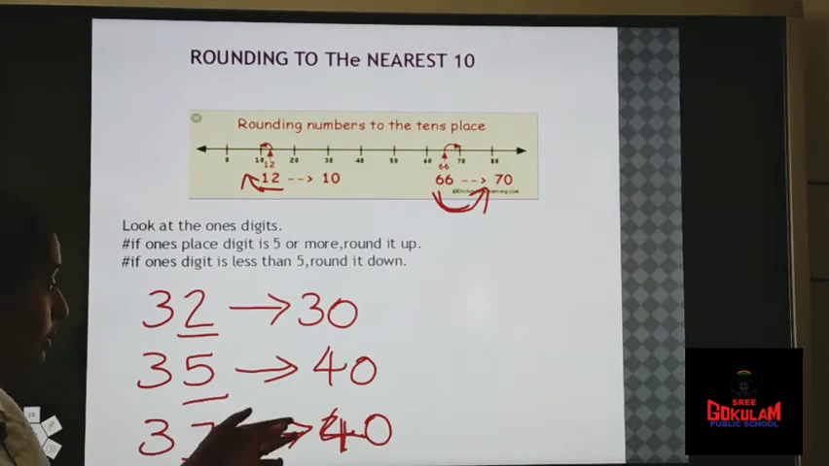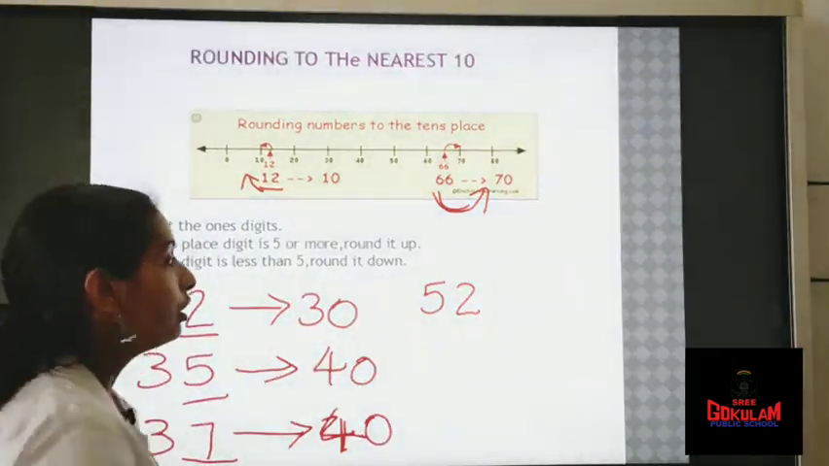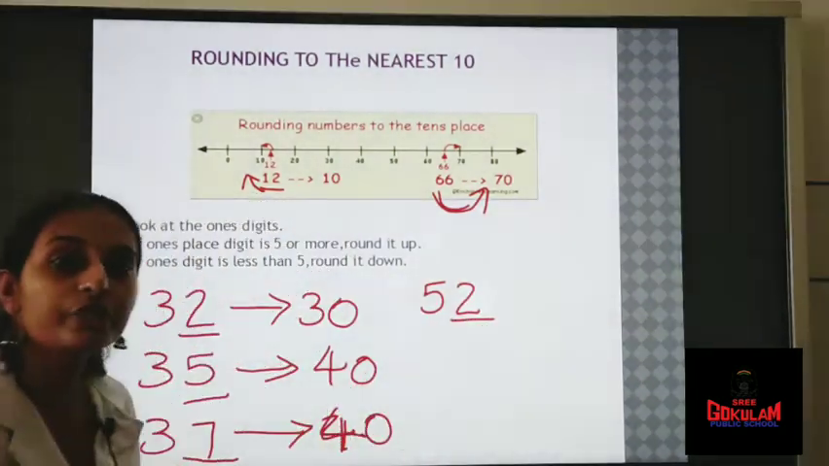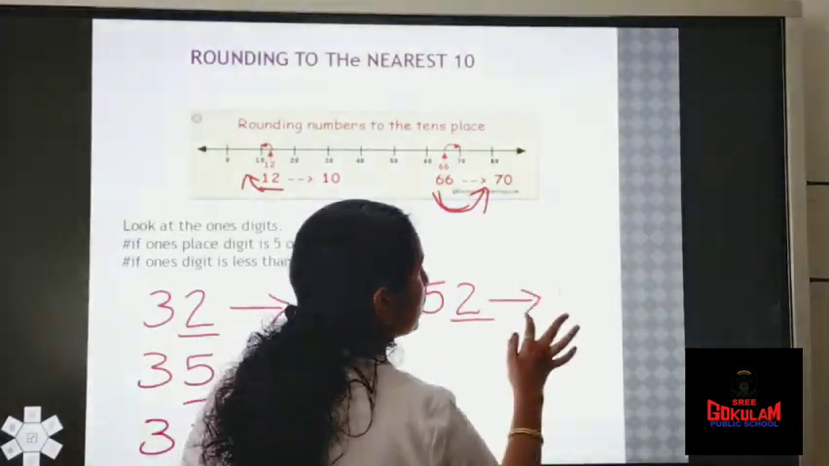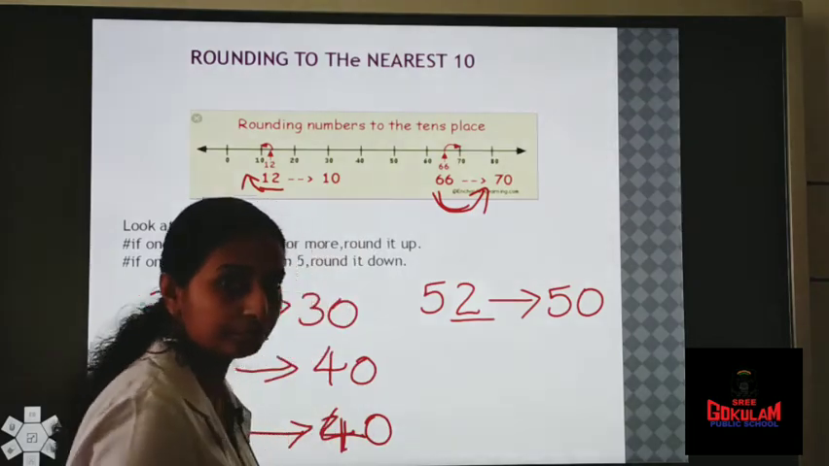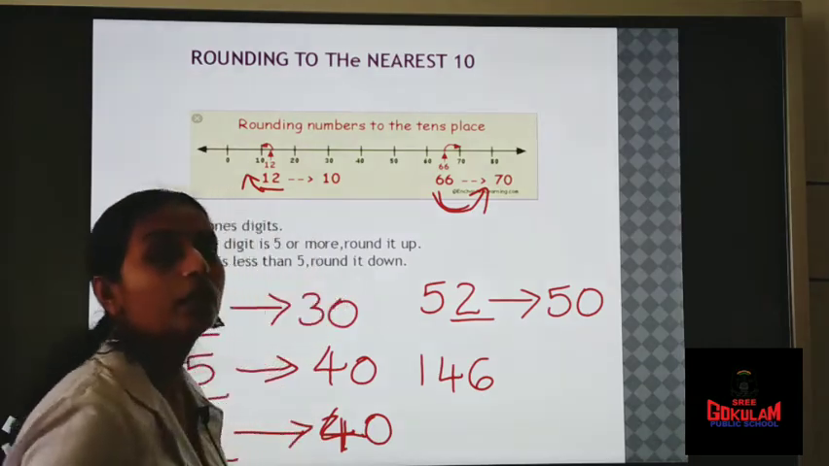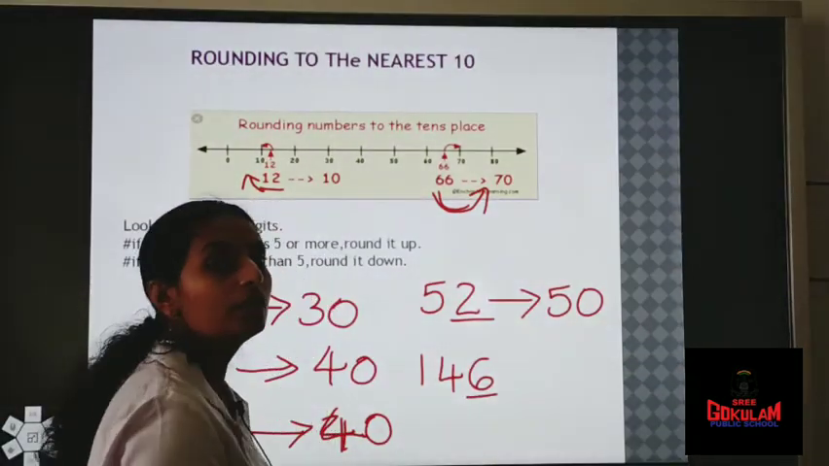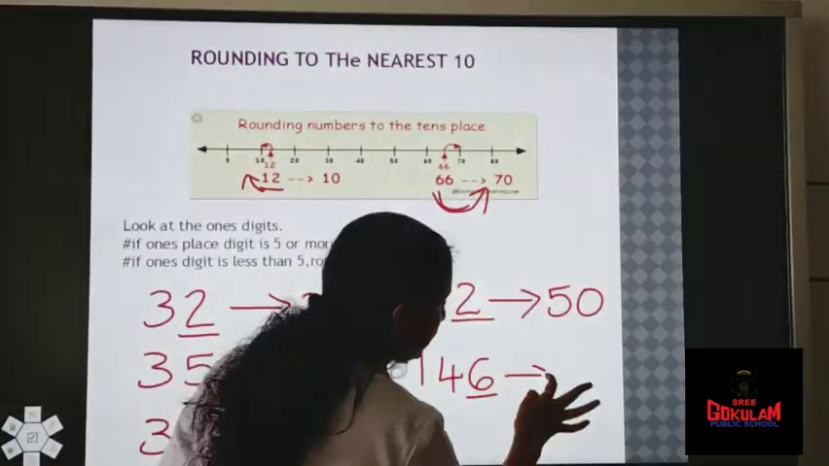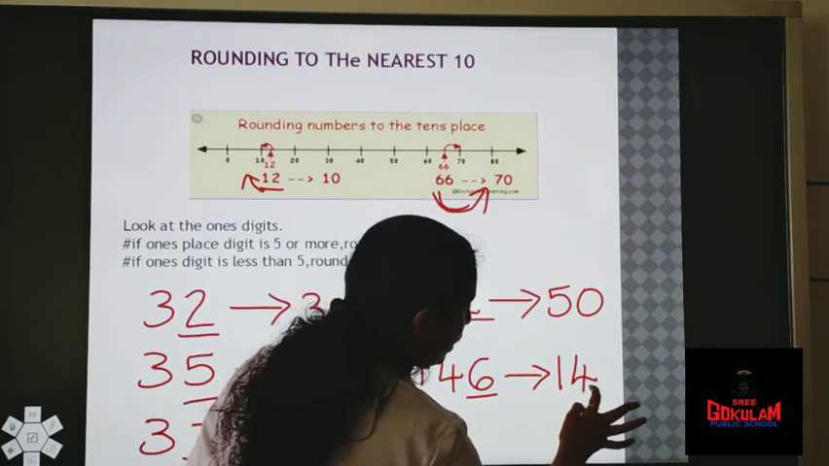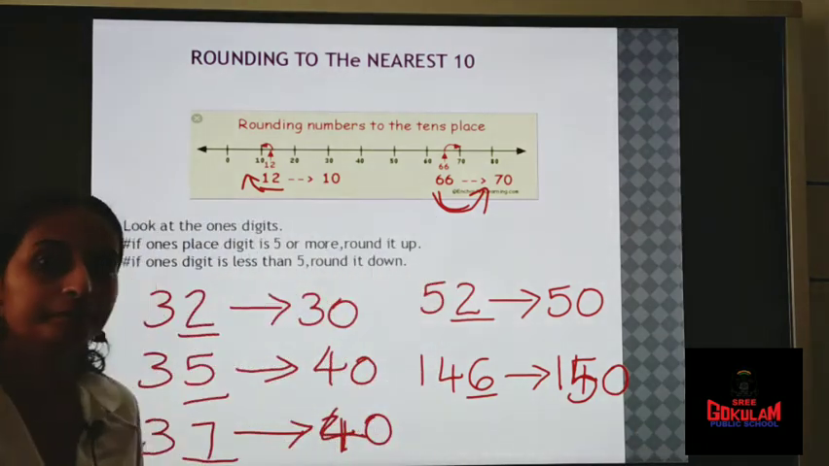We can check more examples. Suppose the number is 52. The 2 is in the ones place, and 2 is less than 5. So we can round the number to 50. If the number is 146, look at the ones place. The ones place is 6, which is above 5, more than 5. So we round the number to 150.